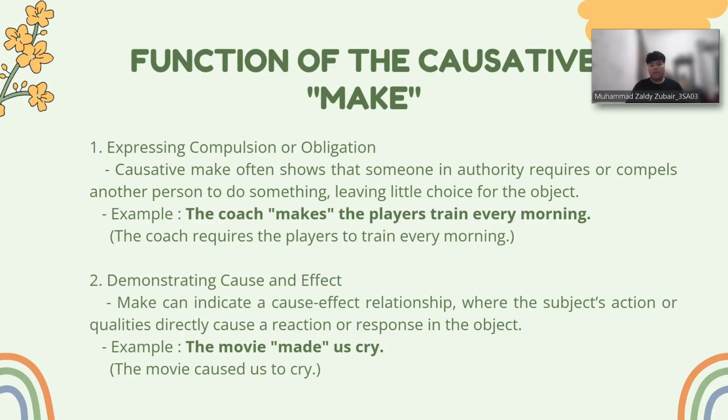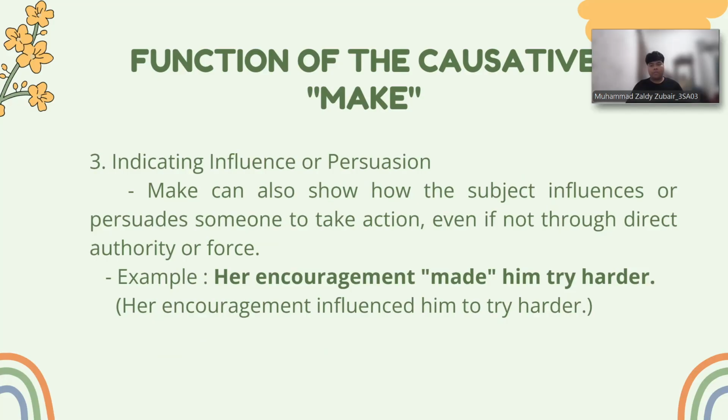Make can indicate a cause-effect relationship, where the subject, action, or qualities directly cause a reaction or response in the object. Example: the movie made us cry. The movie caused us to cry. Number three, indicating influence or persuasion. Make can also show how the subject influences or persuades someone to take an action, even if not through direct authority or force. Example: her encouragement made him try harder. Her encouragement influenced him to try harder.